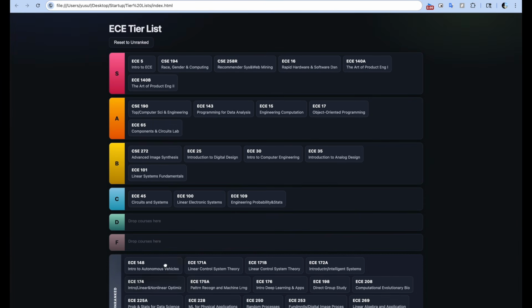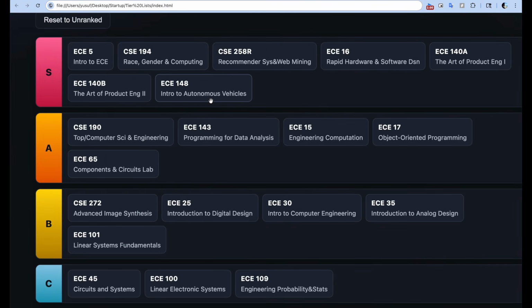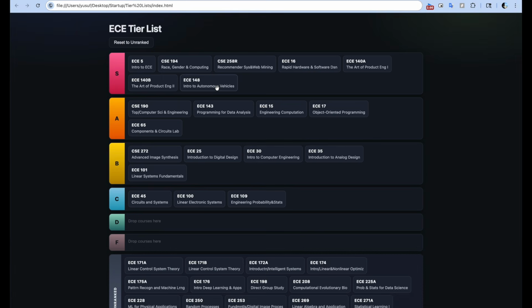Okay, 148. This is an S tier class. The only thing I would say is treat it like a full time job. It's a lot of hours. A lot of coming in on weekends. A lot of coming in late. I would say you'll learn a lot about robotics and the different libraries and ROS 2 and things that come with it.